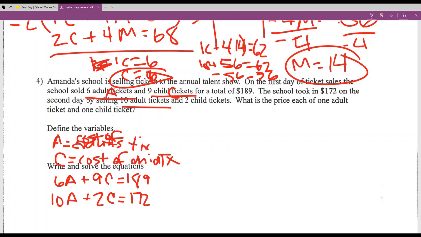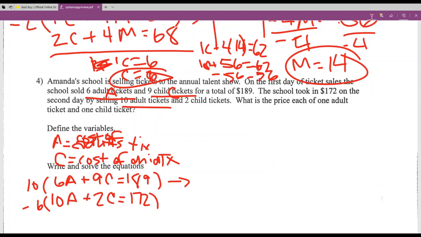Now 10 isn't a factor of 6, and 9 isn't a factor of 2. So we need to multiply both of these by something that will get them opposite terms. I can multiply the top one by 10 and the bottom one by negative 6, or the top one by 2 and the bottom one by negative 9. Alright, so we'll go with the former. Multiply this by 10, this by negative 6.